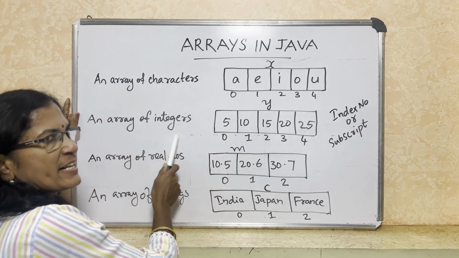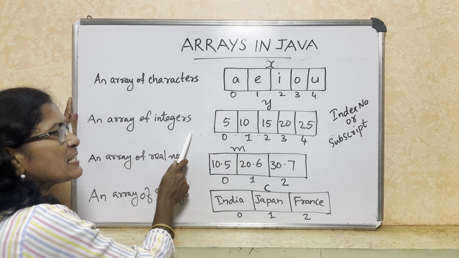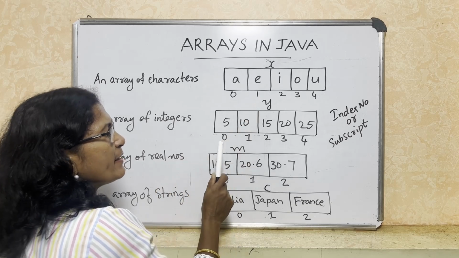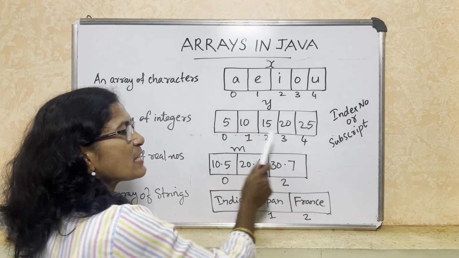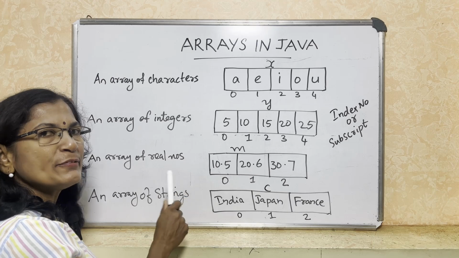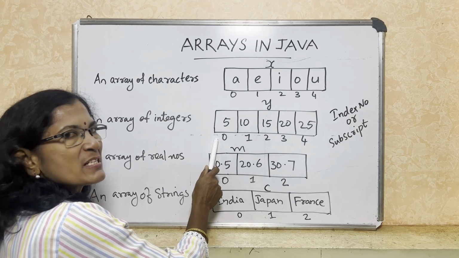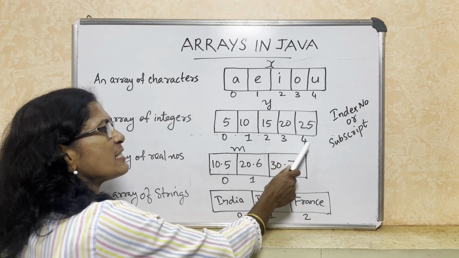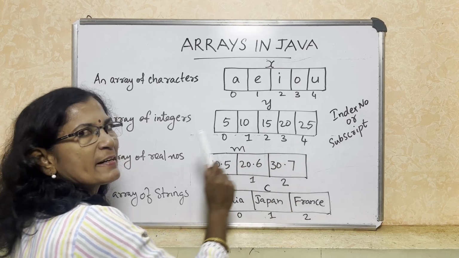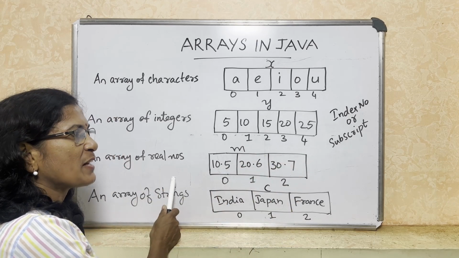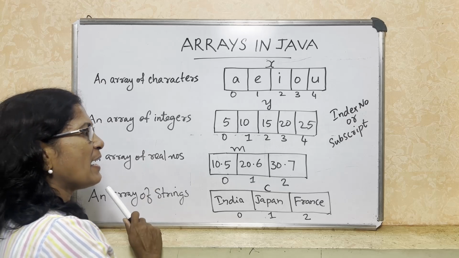Now let's look at the next array. It's an array of integers named y. This array also has 5 integer storage locations to hold 5 integer data values. And the index number starts from 0 and the last index is 1 less than the total number of storage locations of the array. That means the size of the array.